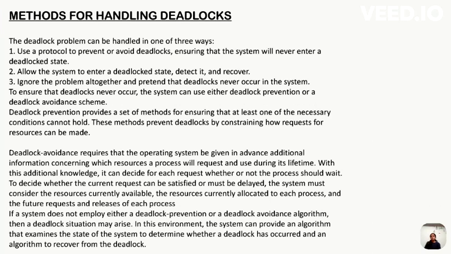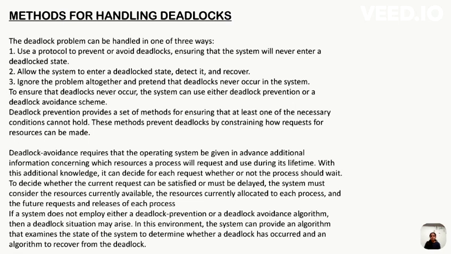Next, we'll go to methods of handling deadlocks. The deadlock problem can be handled in one of three ways. Use a protocol to prevent or avoid deadlocks, ensuring that the system will never enter a deadlock state. Allow the system to enter a deadlock state, detect it, and recover. Ignore the problem altogether and pretend that deadlocks never occur in the system.